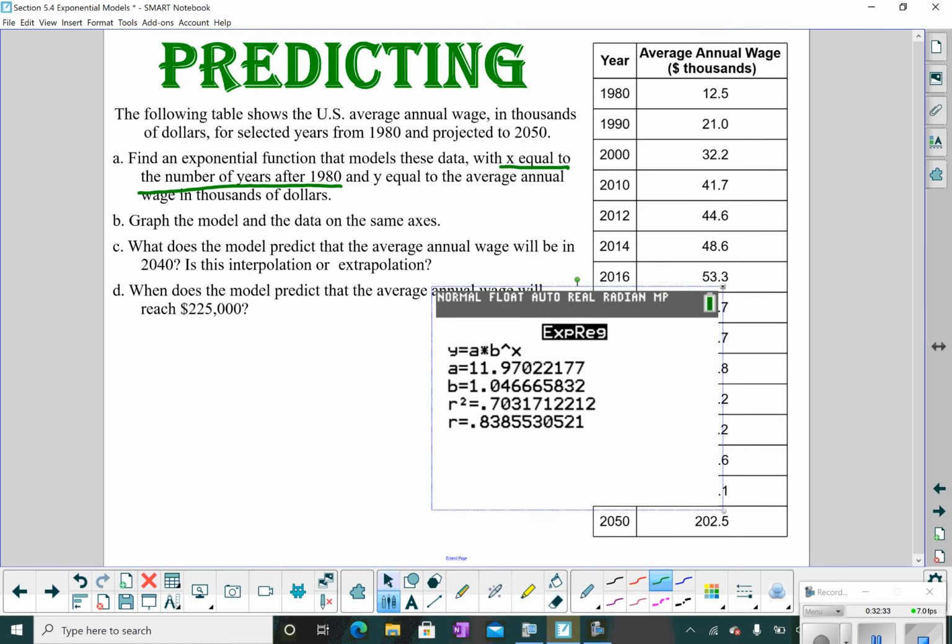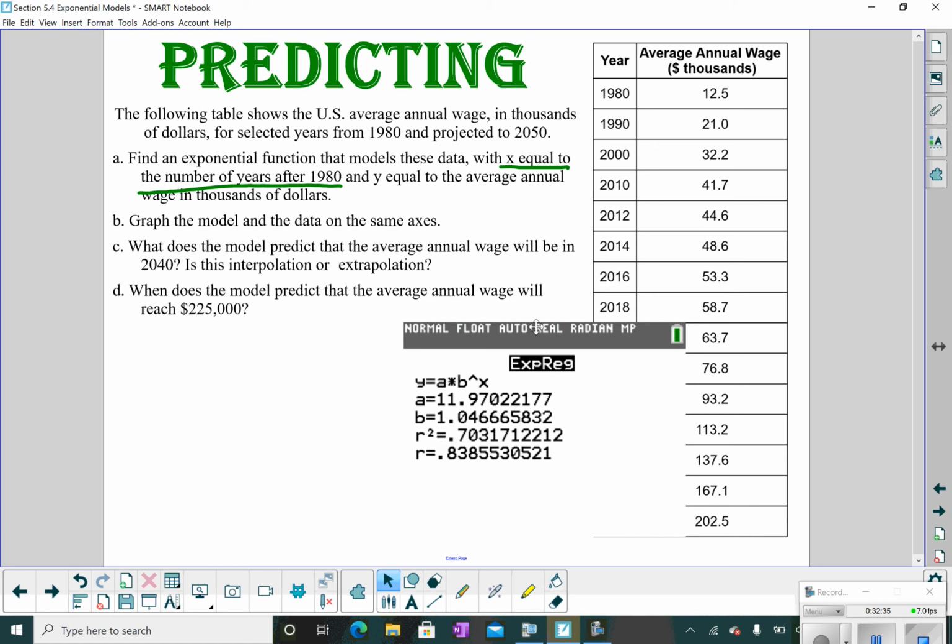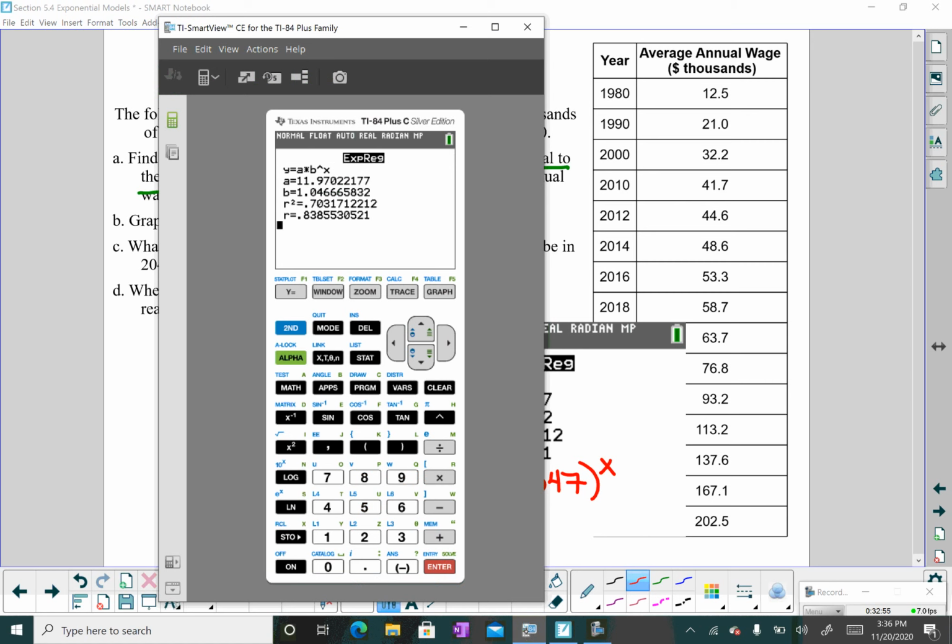Let's say I round this one to 3 decimal places. That would look like y equals 11.970, and then my b would be 1.047 to the x power. Let's look at the graph of it.